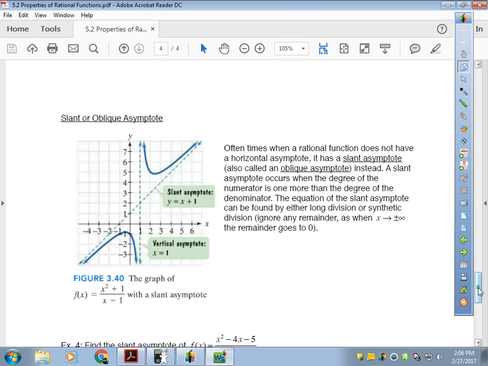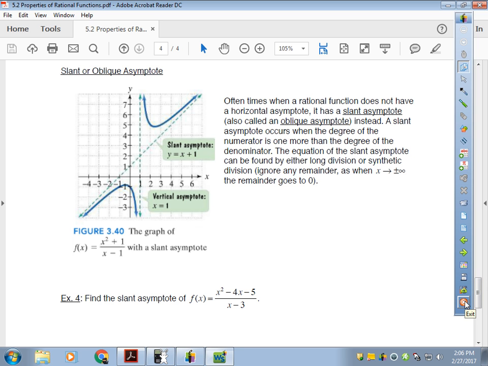There is another kind of asymptote that we sometimes see with these graphs, and it's called a slant asymptote or an oblique asymptote. Different textbooks use different wording, but whether it says slant or oblique, it means the same thing. A slant asymptote happens when the degree on top is exactly 1 higher than the degree on bottom. Like if we have an x cubed on top and an x squared on bottom, that tells us we're going to have a slant.